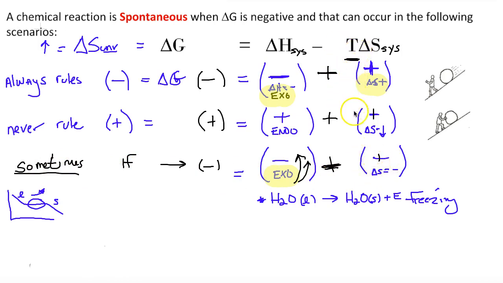Remember, there's a T here. Temperature. When does freezing occur? Does freezing occur at high temperatures or low temperatures? Freezing occurs at low temperatures. So when T is low, it makes this positive expression low enough that this negative is now big enough, and this is spontaneous. So only at low temperatures. Freezing doesn't always occur for water. It occurs when the temperature is low enough. That's why it's a sometimes rule.